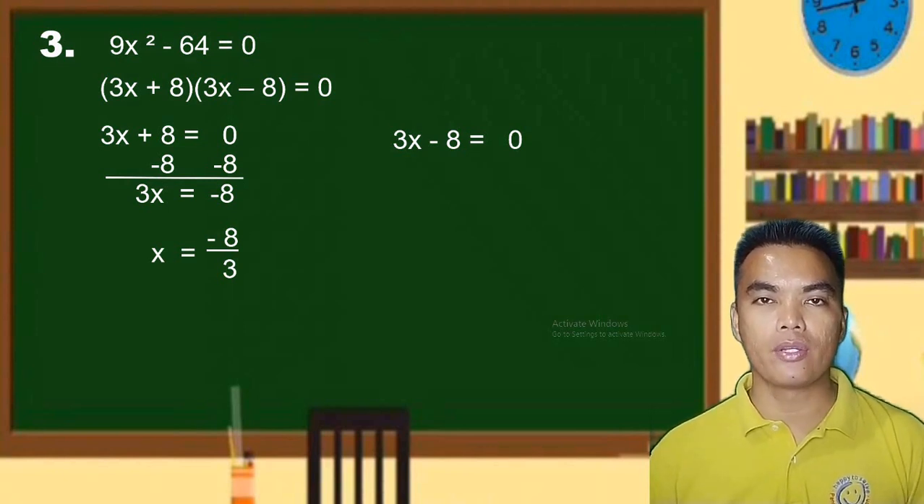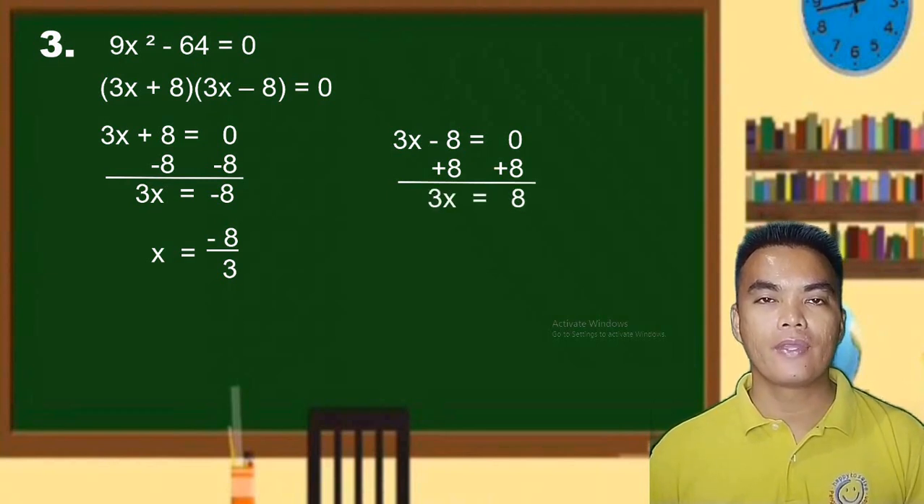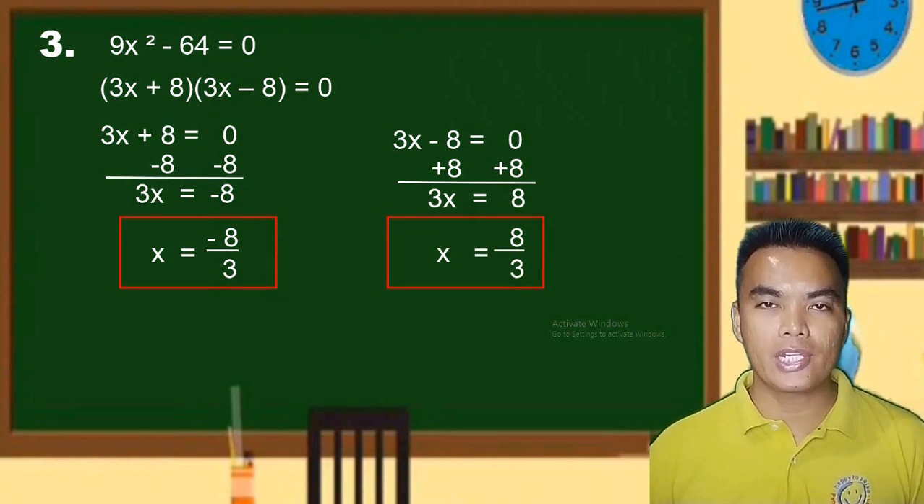So the next equation is 3x minus 8 equals 0. Now in this equation, we will add 8 to both sides of the equation. So we have 3x equal to 8. And we need to divide this by 3 to get the value of x. We have x equal to 8 over 3. And this is the second solution of the quadratic equation. Let us have another example.